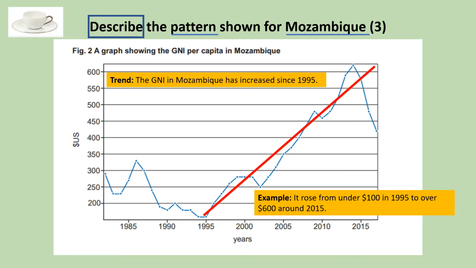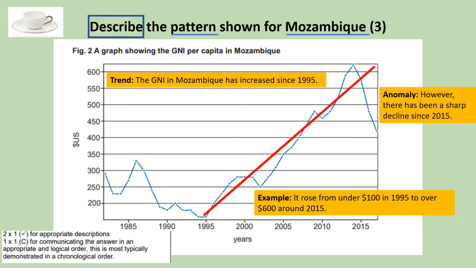Now the anomaly is just at the end. There's a significant decline, and I'm going to use that as my example. So I've got my pattern, I've got an example, and I've communicated it in a clear way. So I'll get full marks, 3 marks for a 3-mark question.